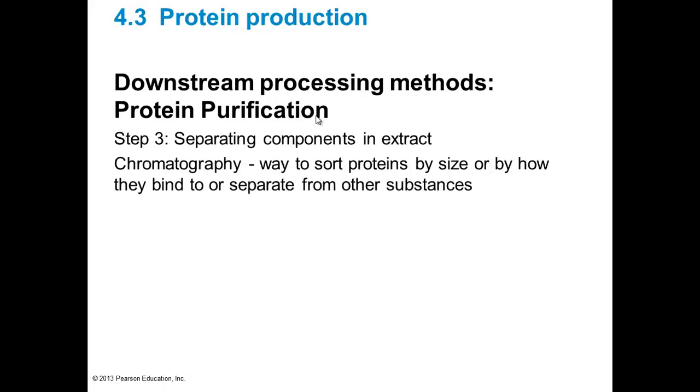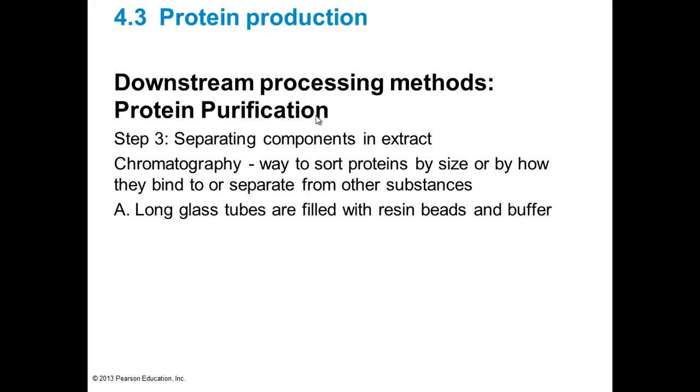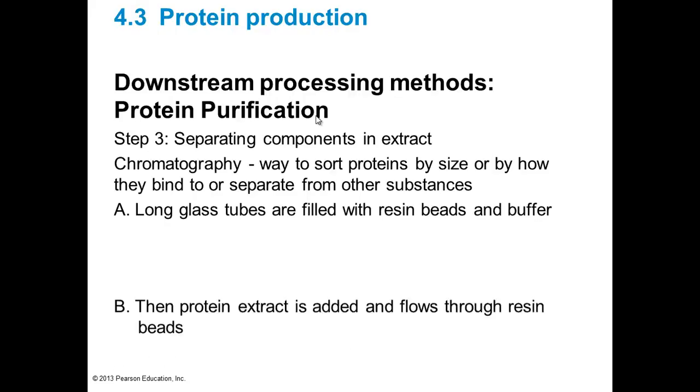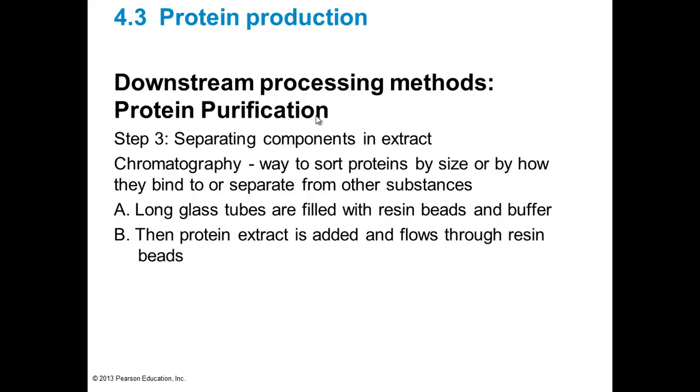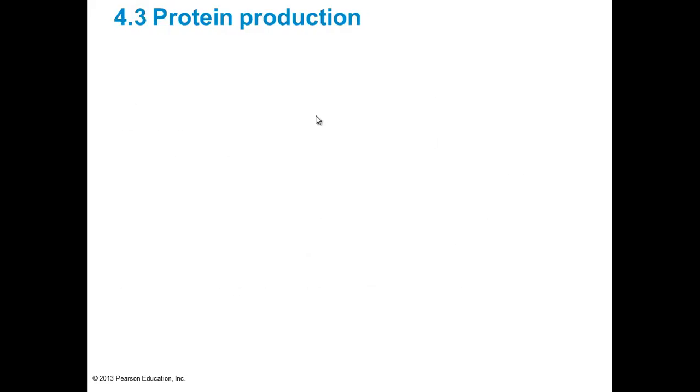You can also use chromatography. Chromatography is a method that you can use to sort out proteins by size or how they bind or separate from other substances. A chromatography column is a long glass tube, and it's filled with resin beads and a buffer. The protein extract is then added, and it flows through the resin beads. Depending on the resin's properties, the proteins will either stick to the beads or pass through the column while the beads act as a filtration system.